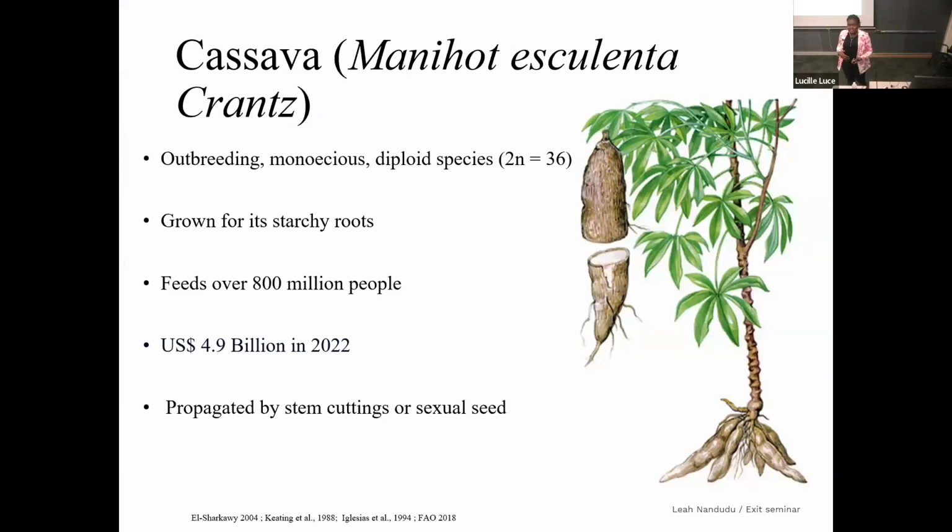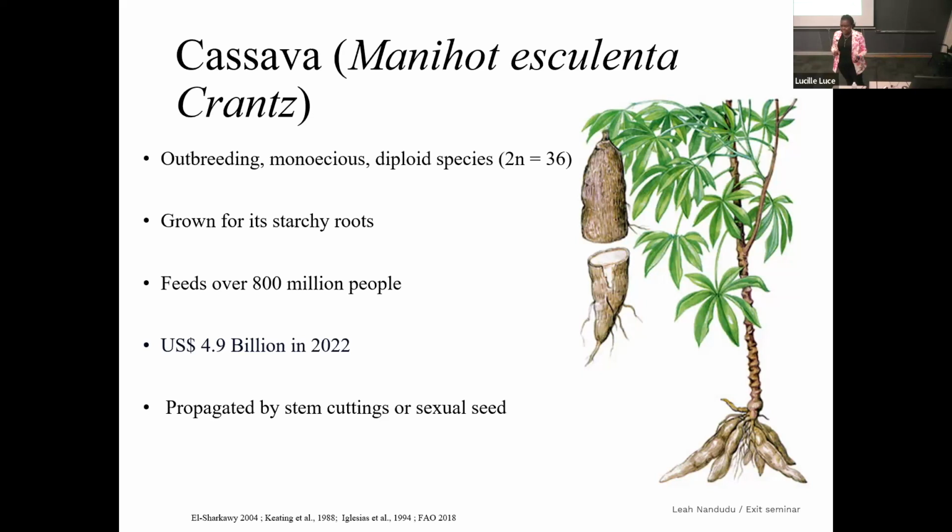So cassava is an outbreeding species. It's a bushy shrub that's grown for its roots mainly. But in Eastern Central Africa, they grow it also for the leaves because they use the leaves to make stews and pastes. So it feeds over 800 million people in the world. And as of 2022, the value of cassava was $4.9 billion in trade around the world. It's propagated by stem cuttings. That's what farmers do mainly. But breeders, we could generate seeds, which are always very difficult to generate.